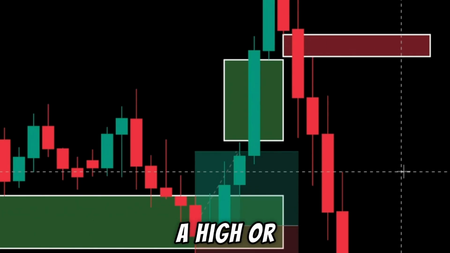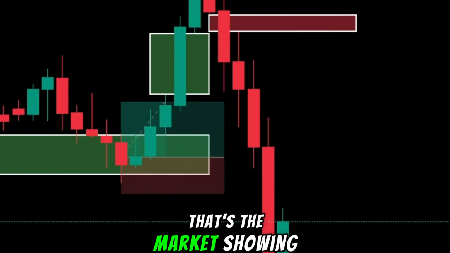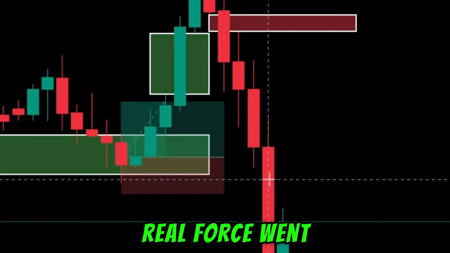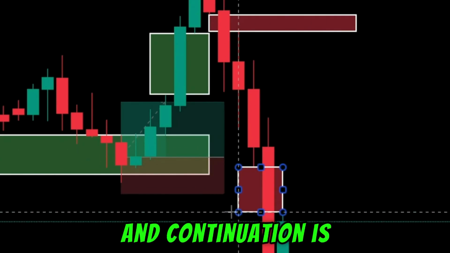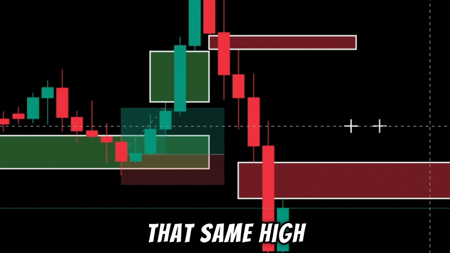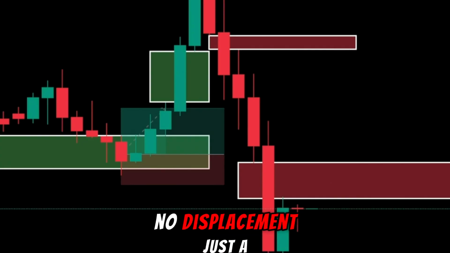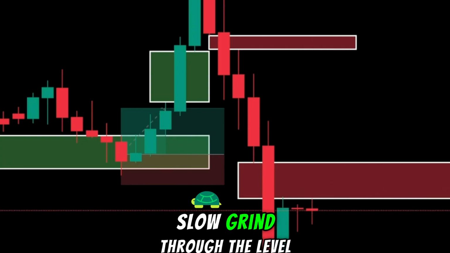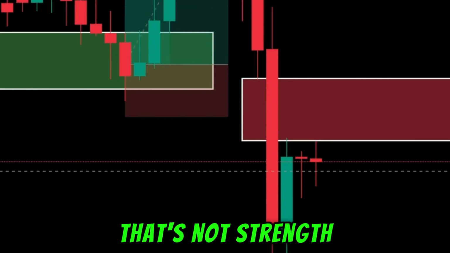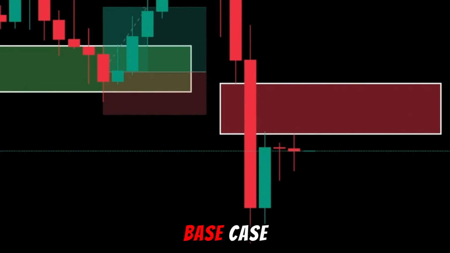When price breaks a high or a low and leaves a fair value gap behind, that's the market showing its hand. Real force went through the level, and continuation is the base case. But when price takes that same high and leaves no gap at all, no imbalance, no displacement, just a slow grind through the level, that's not strength. That's a liquidity grab, and reversal becomes the base case.